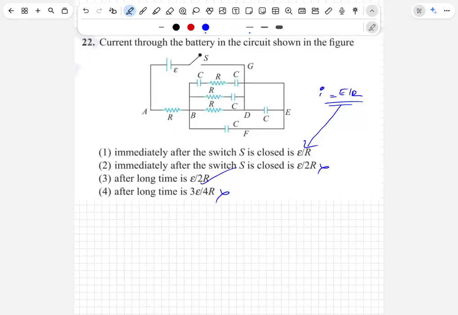You cannot ask about equivalent time constant in such circuits. They are badly scattered capacitors. You cannot ask about an equivalent time constant in these circuits, because to ask that, the entire capacitor must be in one branch. But it is not like that. They are scattered across.